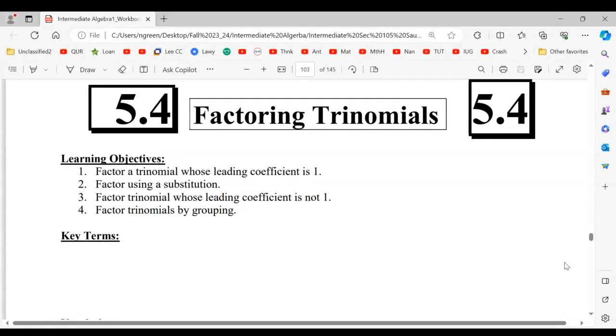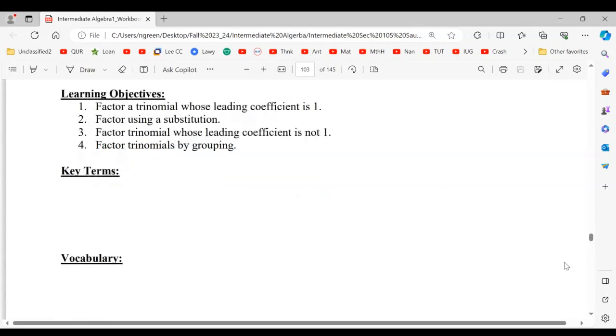Factoring trinomials. Learning objectives: factor a trinomial whose leading coefficient is 1, factor using a substitution, factor a trinomial whose leading coefficient is not 1, and factor a trinomial by grouping. Let's take a look at the first example.